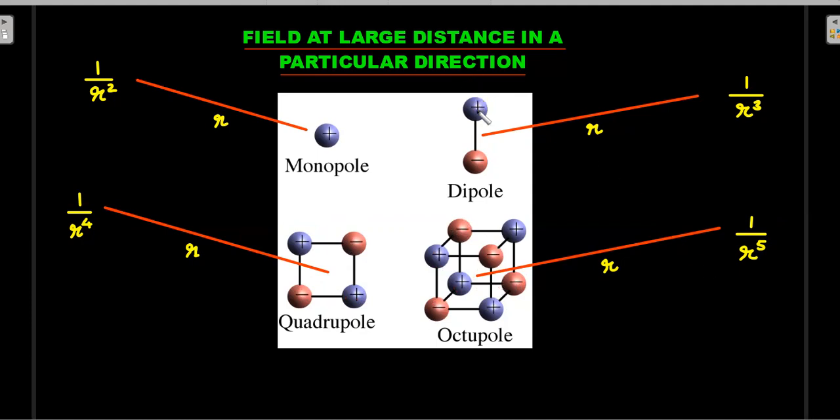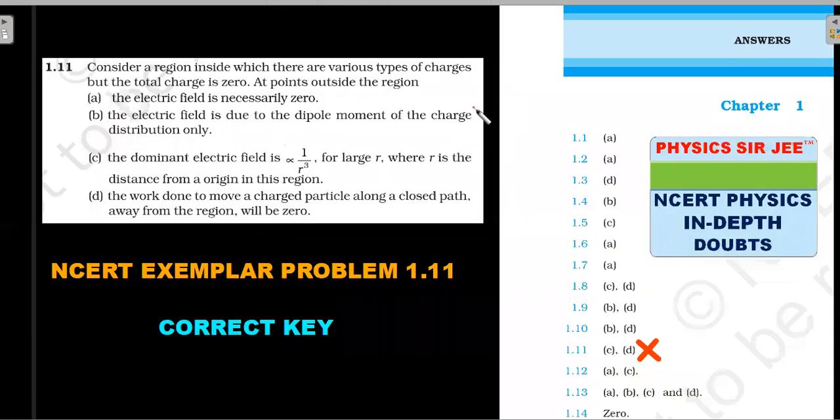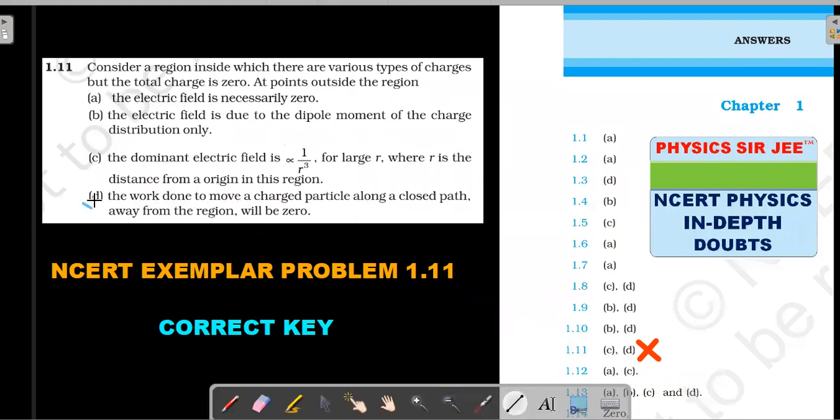So let's therefore reread the question of the exemplar and see what would be the correct answer. So here's the question. We have gone through all the 4 options, right? And you could see I've pasted the key that is given in the NCERT exemplar. They given it as C and D. D is pretty obviously correct, right? That is work done in a closed path is 0 is a characteristic of a electrostatic and conservative field. So that is obviously right. So D is a correct answer there.